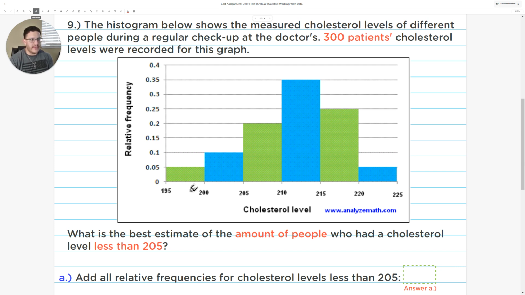Okay, so really this is 5%, this is 10%, this is 20%, this is about 35%, 25%, and then 5%. When you add this all up, 35 plus 5 is 40, 40 plus 25 is 65, 85, 95, 100%. It should total to be 100.